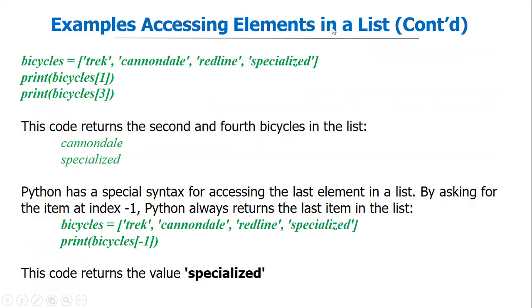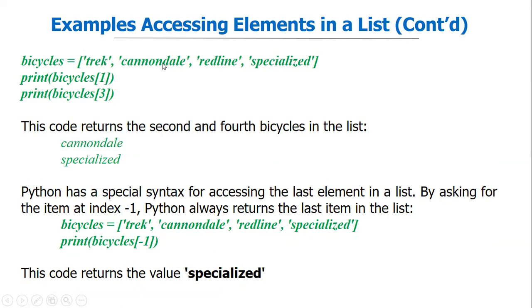Now, examples, accessing elements in a list. So we have bicycles, we have all these things. So we have 0, 1, 2, 3. So if we are to print bicycles[1], it prints this. This is what you see. Bicycles[3]: 0, 1, 2, 3. It prints specialized. Okay, so the code returns the second and fourth bicycle.